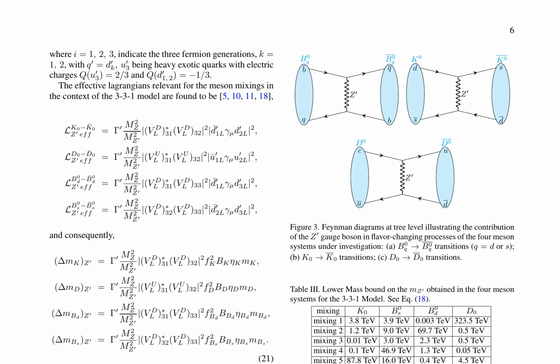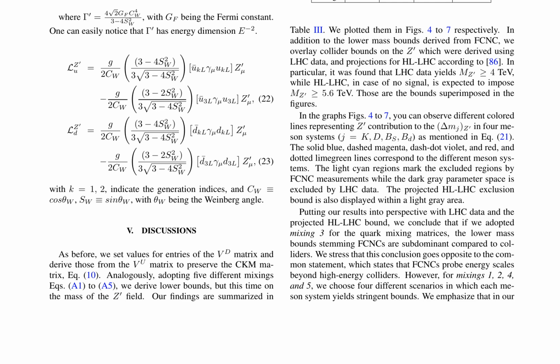The effective Lagrangians pertinent to the meson mixings in the context of the 331 model are provided in equations 22 and 23, where k equals 1, 2 signify the generation indices, and Cw and Sw denote the cosine and sine of the Weinberg angle, respectively. These Lagrangians describe the interactions between the Z' gauge boson and quarks, leading to FCNCs in the meson systems under scrutiny. The paper then presents 5 different quark mixing matrices, labeled as mixing 1 through 5, and uses them to derive lower bounds on the mass of the Z' gauge boson. These bounds are summarized in Table 3 and visualized in Figs. 4-7.